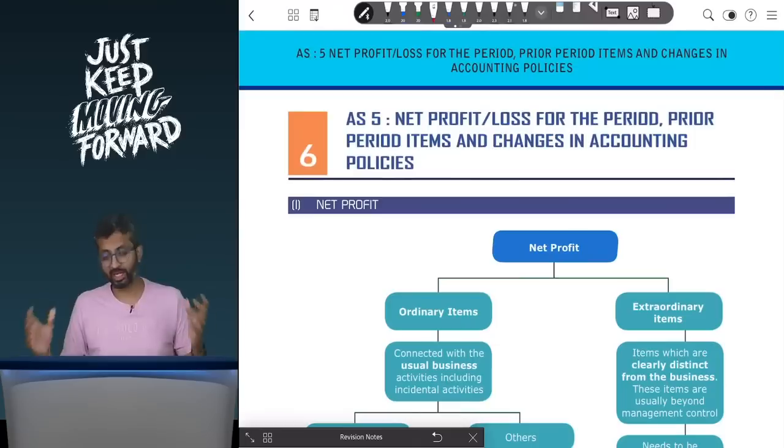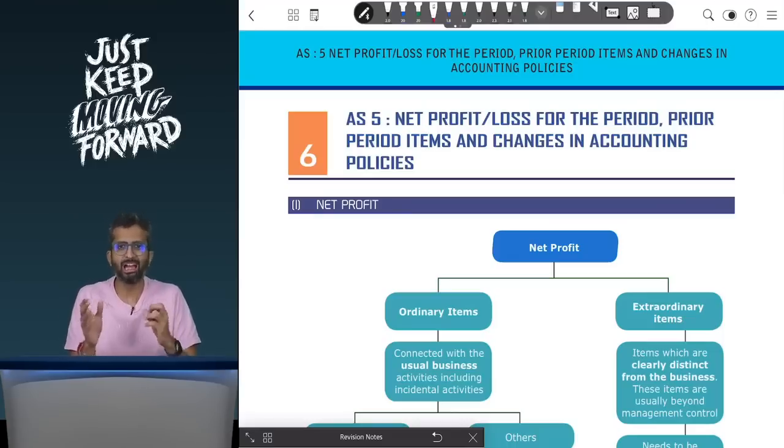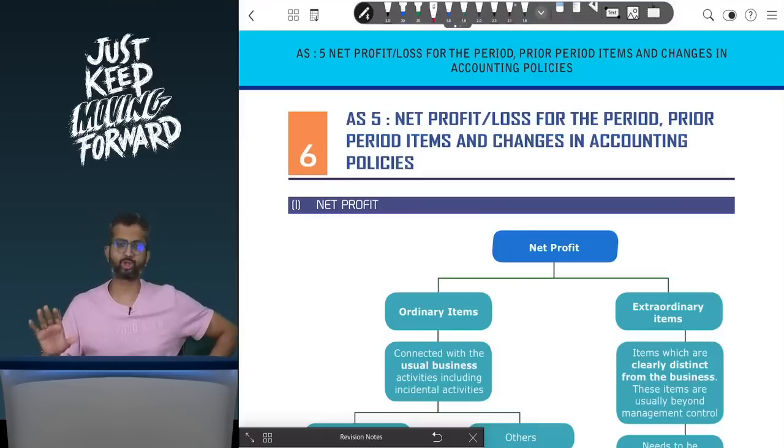AS5 has the biggest heading, probably not a very difficult standard, but it has the biggest heading, net profit or loss for the period. In your net profit or loss, what is there? You have to figure out in terms of disclosure whether there are ordinary activities or extraordinary activities. What do you mean by extraordinary activities? These are activities which are unusual, infrequent, both. For example, an extraordinary activity like a lottery winning is not usual, nor is it frequent. So it is an extraordinary activity.